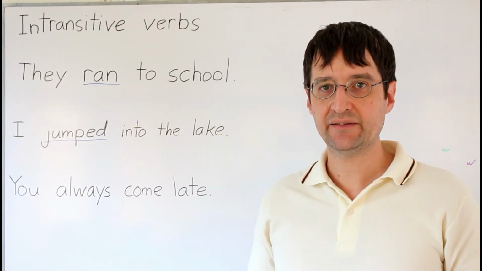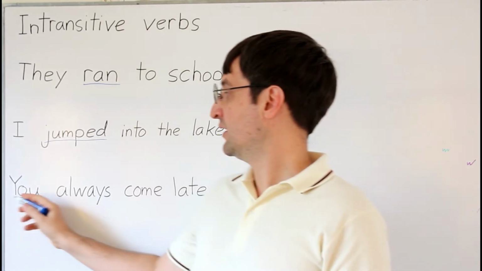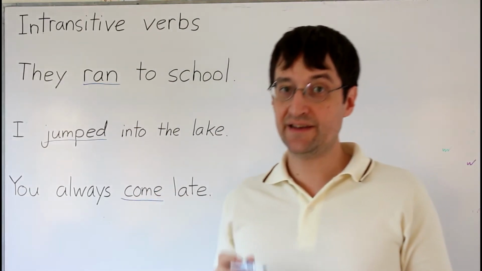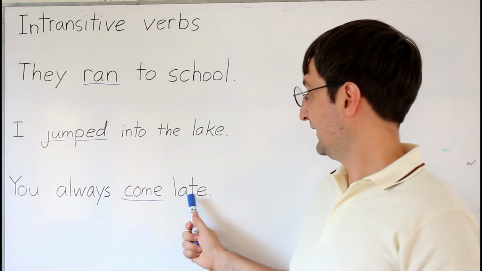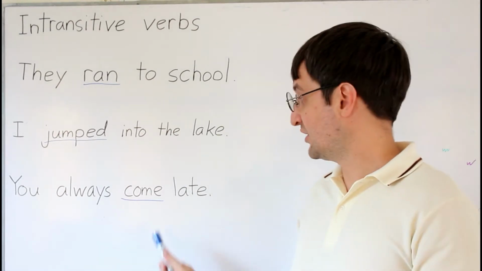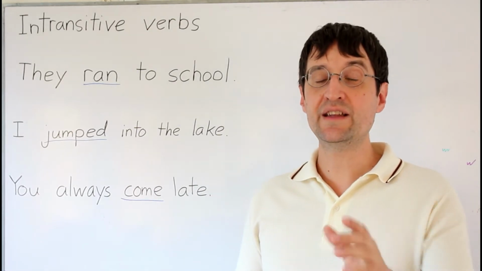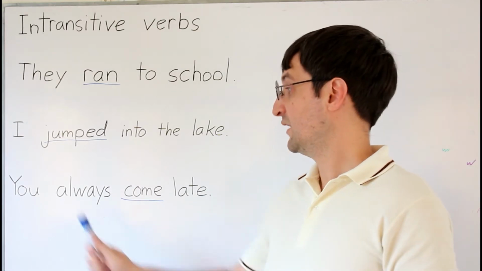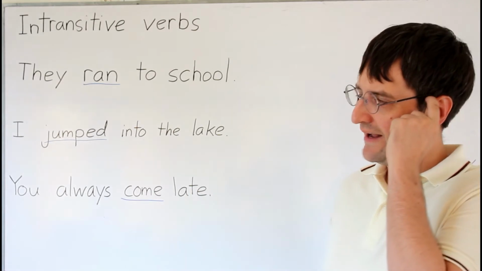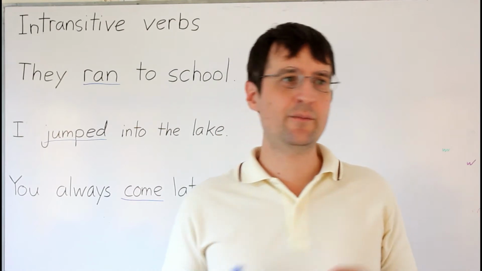I jumped into the lake. You always come late. So here we go. You is the subject. Come is the intransitive verb. And late and always both are adverbs that talk about come. They're both describing the verb, the intransitive verb, come. You always come late.